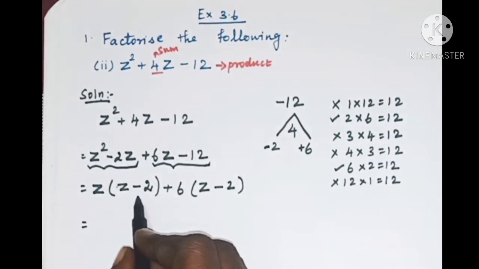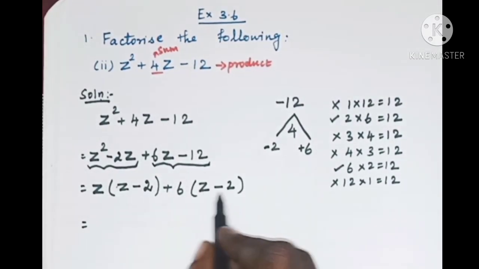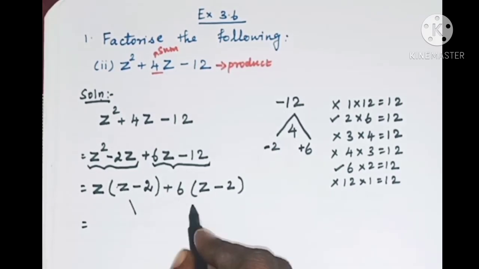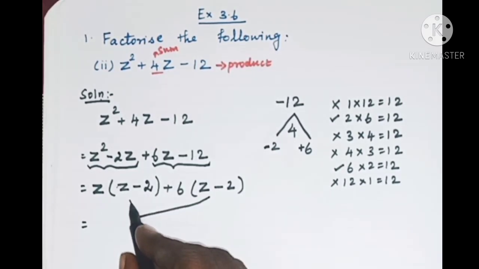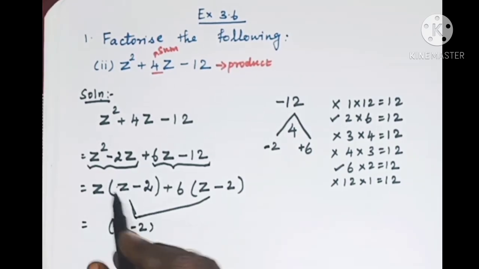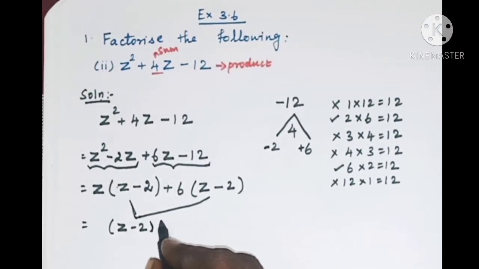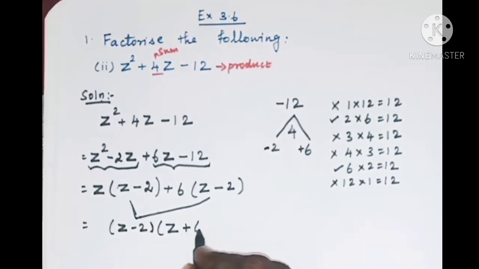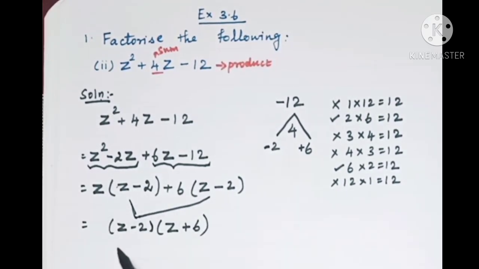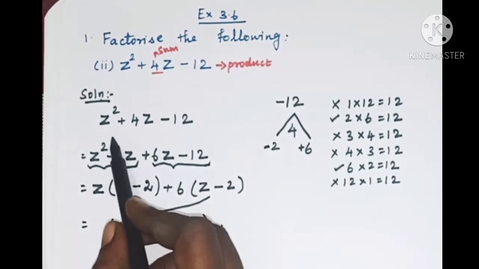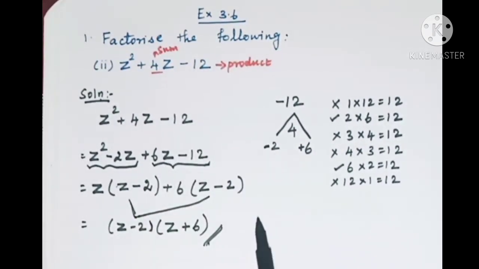Here we have z minus 2 inside the bracket. So write z minus 2 inside the bracket, and outside the bracket we have z plus 6. These are the factors for z square plus 4z minus 12. This is the answer for the first sum, second subdivision.